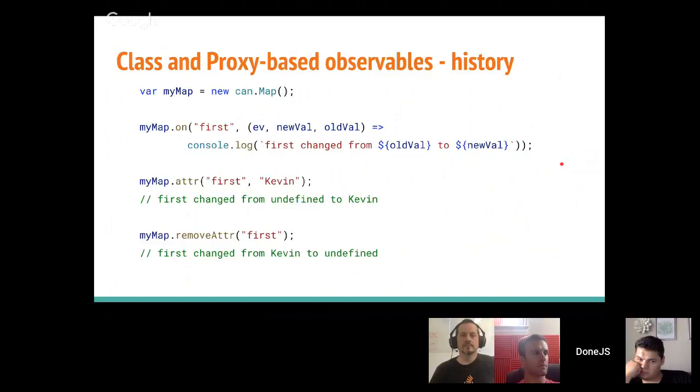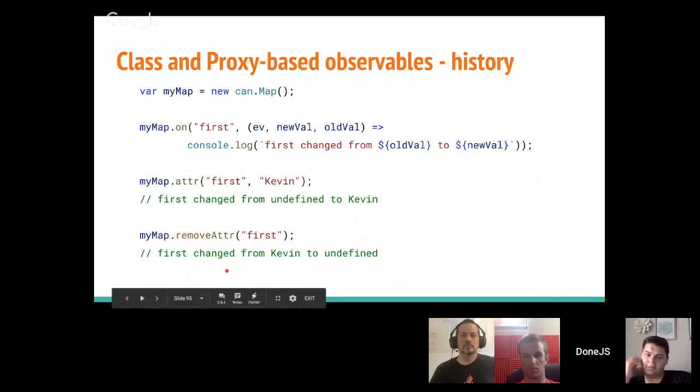For example, you always have to call functions in order to make changes. So you have to use adder all over your code in order to set properties, remove adder to remove them, and all this kind of stuff. But what you do get is nice observables. So you can listen to when properties change. And here we set first to Kevin, we get this change event. It changes from undefined to Kevin. And then if you remove first, it'll change back from Kevin to undefined.